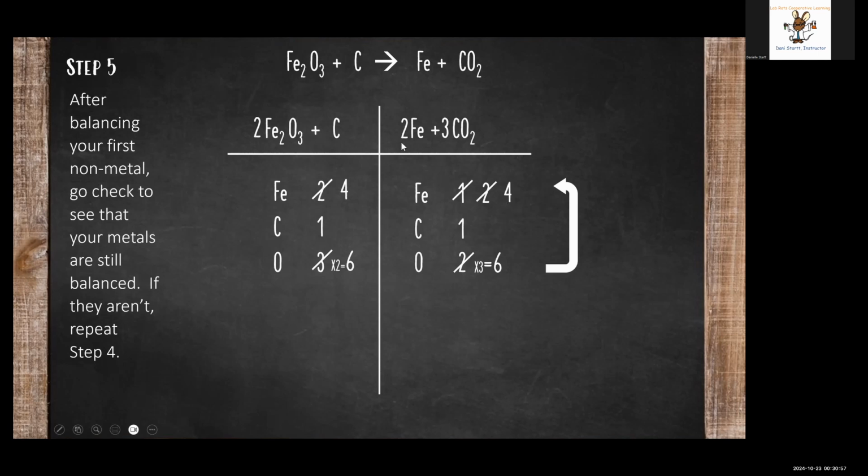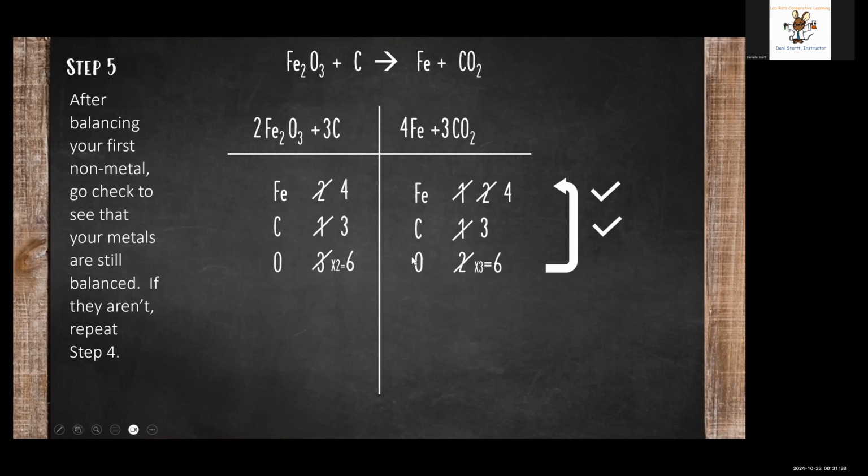Well, that's an easy one. You just make it 4. Now you have 4. Do you agree? 4, 4. Check. So now we check out our carbons. We had 1 and we have 1. Well, we still have 1 on one side, but we don't have 1 over here anymore, do we? We have how many? We have 3. How do we make it 3 over here? We add the coefficient, and now we have 3. 3 and 3. Are we good?